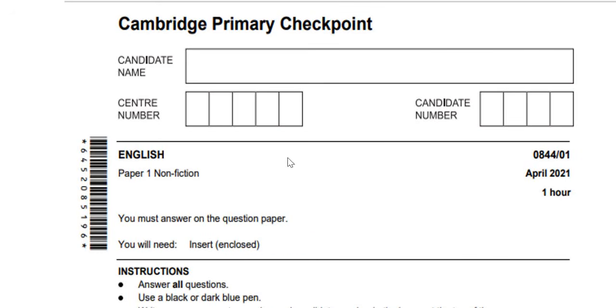Hi guys, today we are going to discuss Cambridge Primary Checkpoint. It's English, paper 1 non-fiction, with the paper code 0844/01. It's past paper April 2021. The duration for this paper is 1 hour.